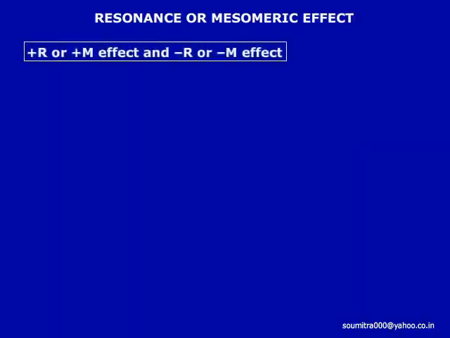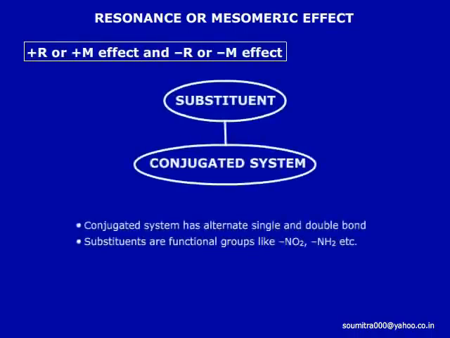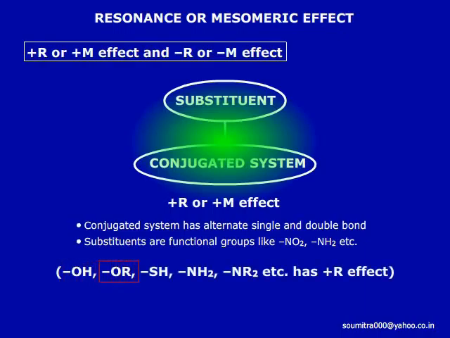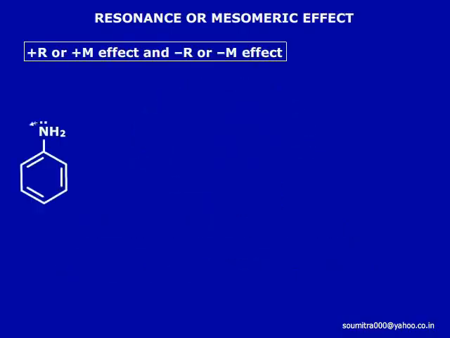Plus R or plus M effect and minus R or minus M effect. When a substituent of a conjugated system increases the electron density in the entire molecule by delocalization mechanism, it is called plus R or plus M effect. The OH group, OR group, SH group, NH2 group and NR2 groups fall under this category. The mechanism is like this.